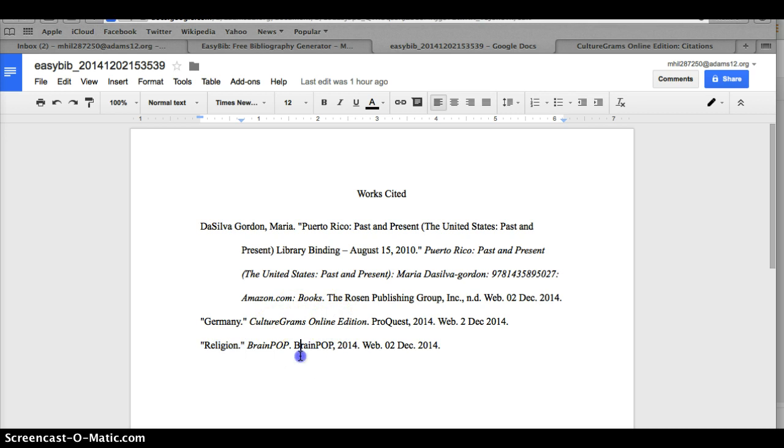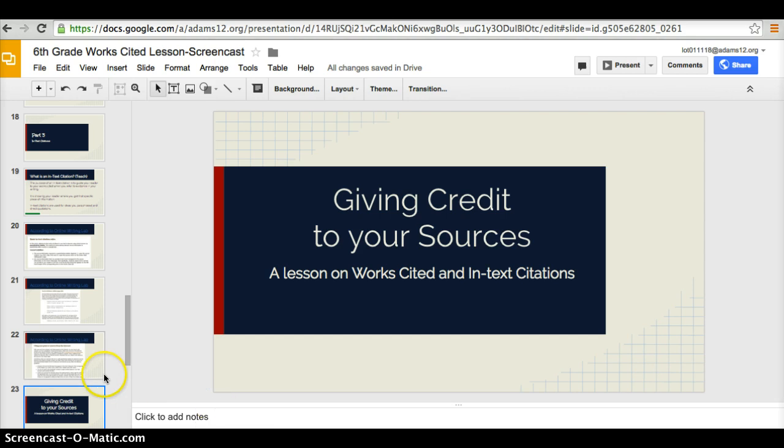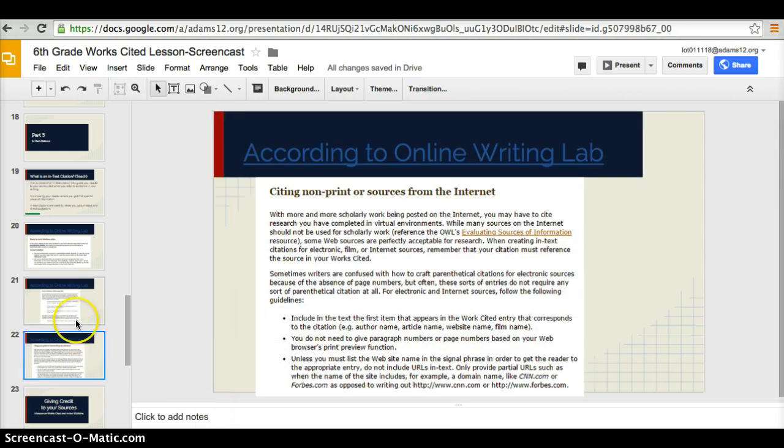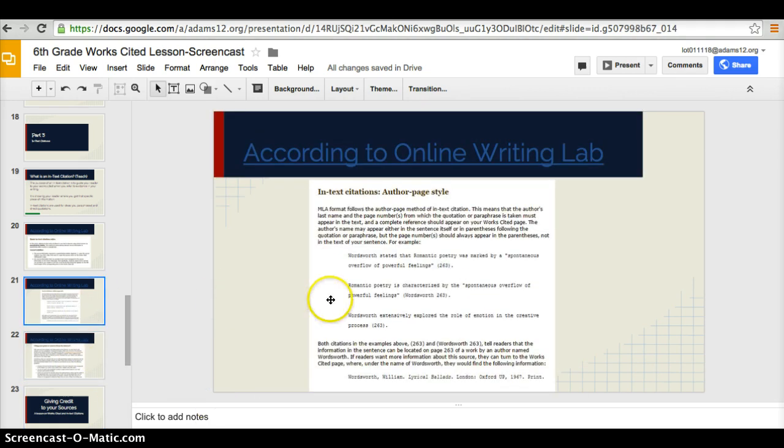Also, something good to know is that you always put a period after the parentheses. Let me go back to this so you can see what that might look like. You're going to notice here the period comes after the parentheses at the end of the sentence, whether you have the author's name and a page number for a book or just the author's name. The period goes after the parentheses, and there does happen to be a space in between the word or the quote and what you write within the parentheses. I hope that helps out.